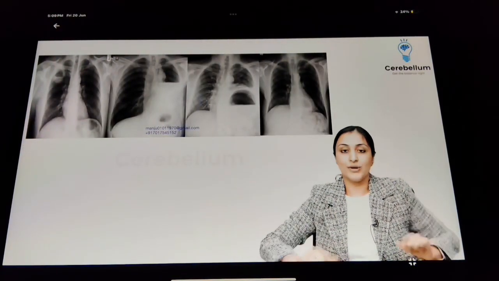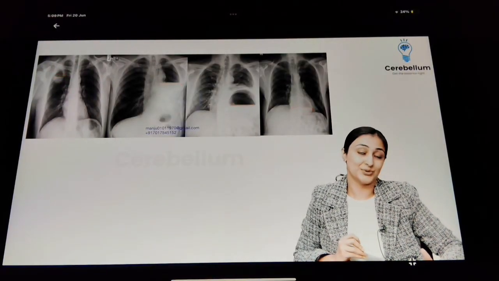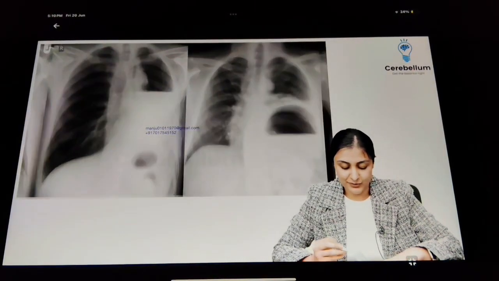Now I'm going to show you a few X-rays which are confusing again, and all of these have one horizontal level that you can appreciate. So let's understand the difference. First of all, I want you to look at the second image here.